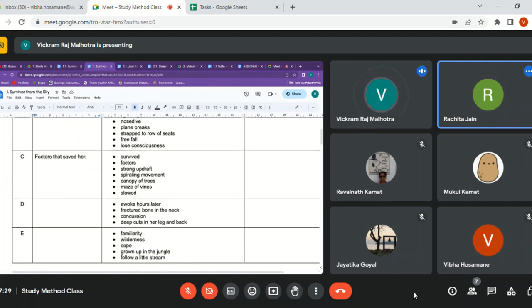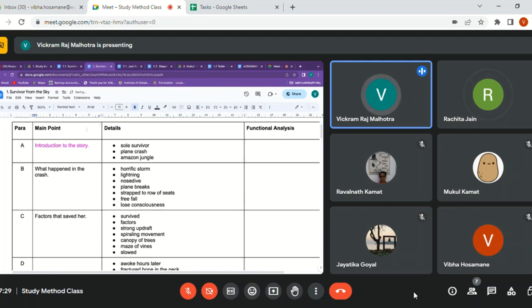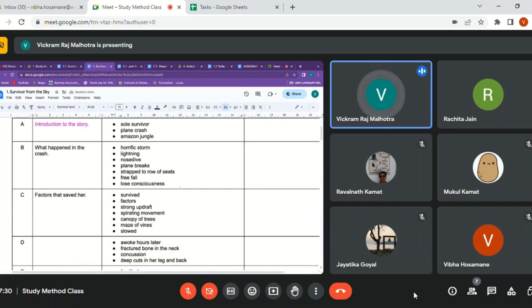Is about. Good. So now, if you want to sound like a linguist, you can use the word macro proposition. Otherwise, you can simply say main point and details. Or you can say a header. If you had to make section headers, you would use the main point. Right? So I am still going to call it macro propositions because we want to sound a bit scientific. And we will call this micro propositions. Okay, so now you know what I am asking you to fill up.